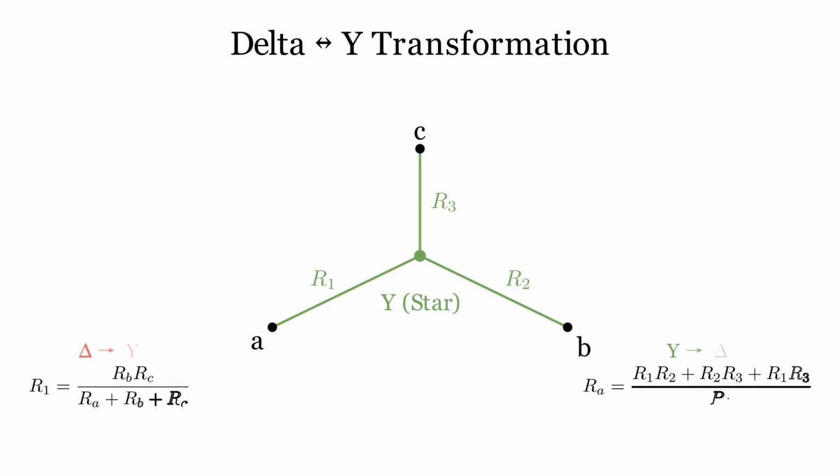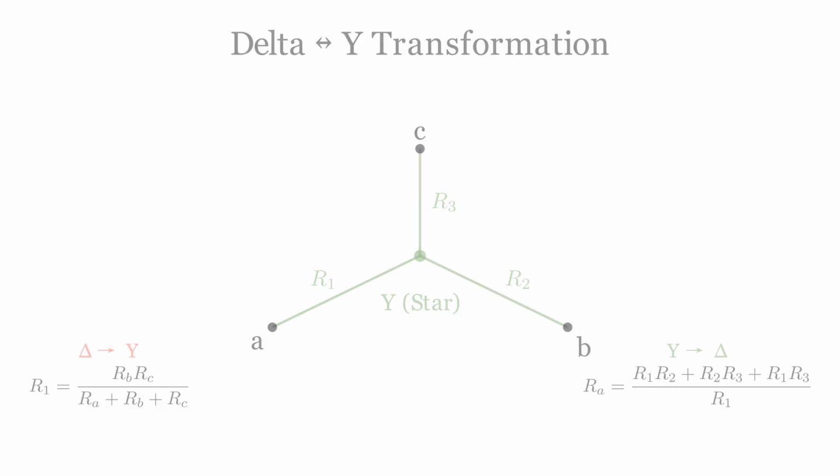After the conversion, the circuit usually simplifies into simple series and parallel combinations. Let's learn the conversion formulas and see two examples.